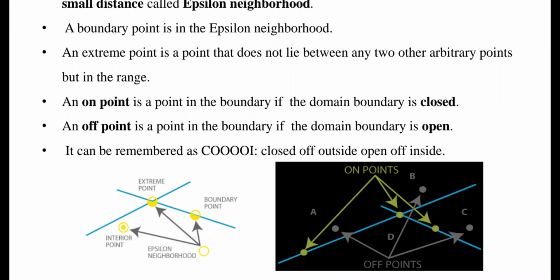Okay, so that is called an extreme point. And we have other points called on points and off points. So an on point is called a closed point and an off point is called an open point. An on point is a point in the boundary.